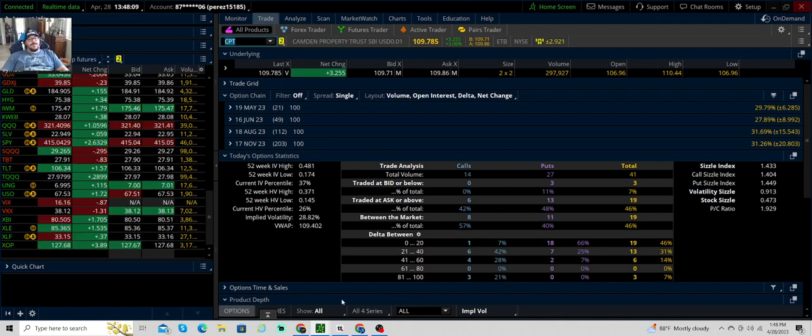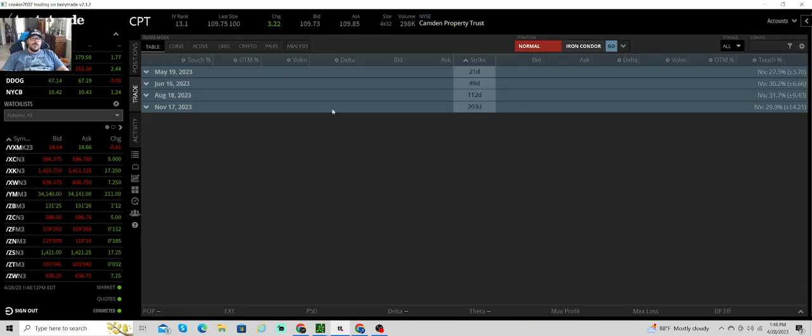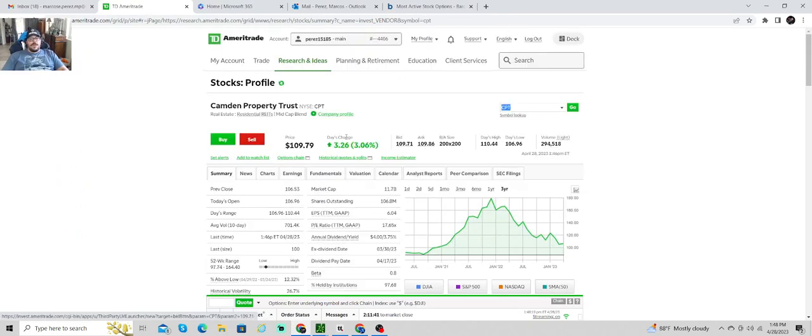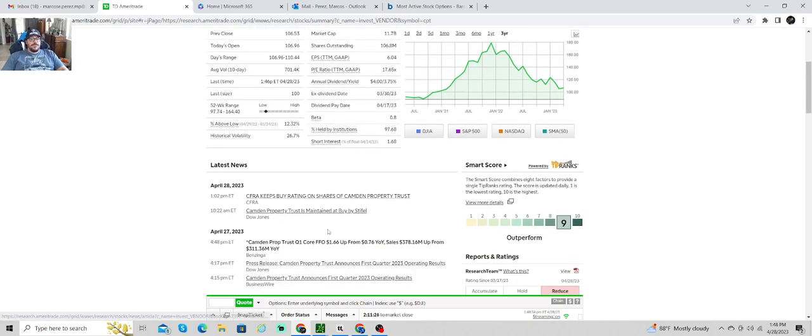Expected move in CPT, did they have earnings yet? Let's see. So I see no earnings here. Light volume, worth $11 billion. Good dividend, 3.75. CFR keeps buy rating on Camden Property Trust. I guess they reported on the 27th, so that was yesterday.